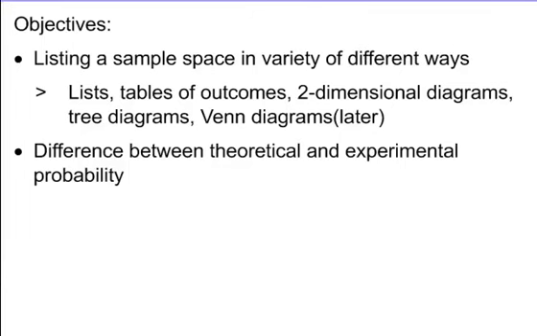All right, today we're going to start a new unit on probability. Now first, we want to look at some of our key concepts or key ideas in the field of probability. We're going to look at the different ways that we can list a sample space, which are by lists, tables of outcomes, two-dimensional diagrams, tree diagrams, and Venn diagrams.